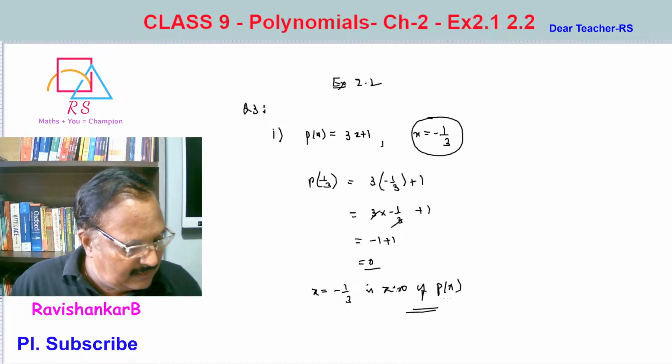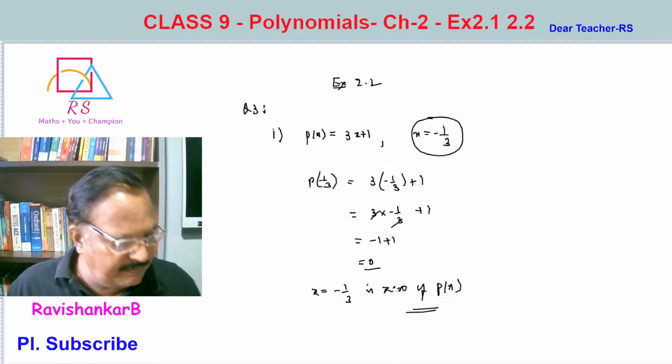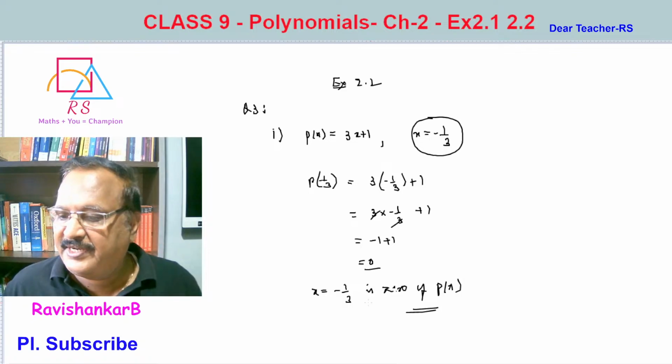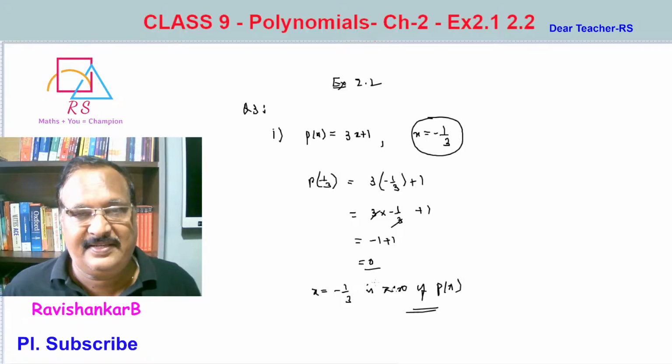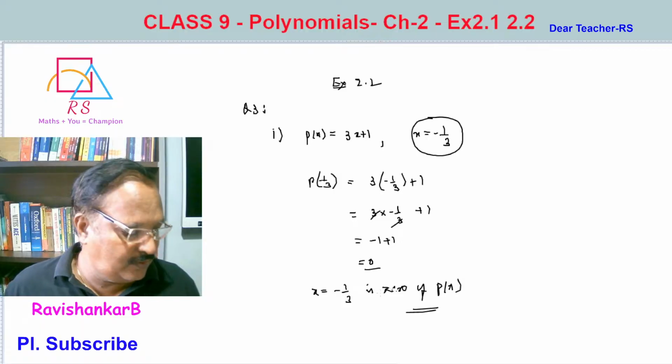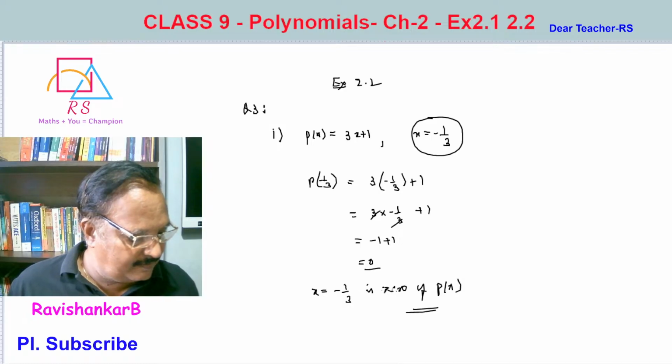Now he has given 7 bits. All the 7 bits you can do by yourself. Don't be afraid when you look at root 3's, because you have learned root numbers in chapter 1.